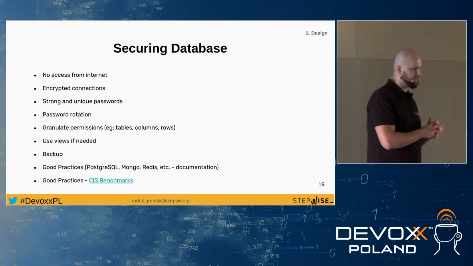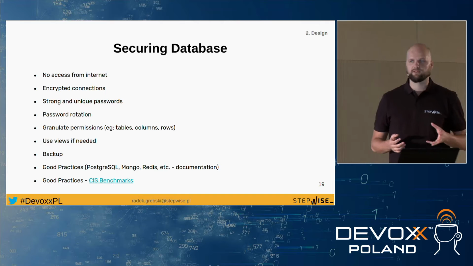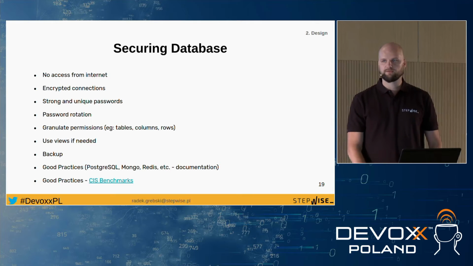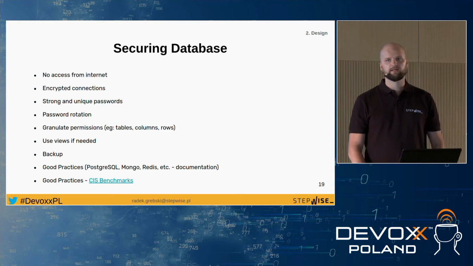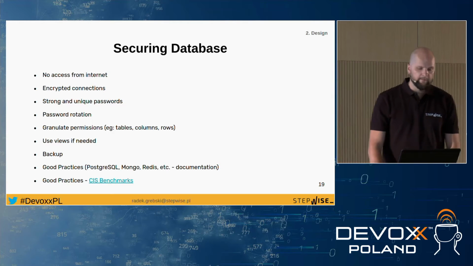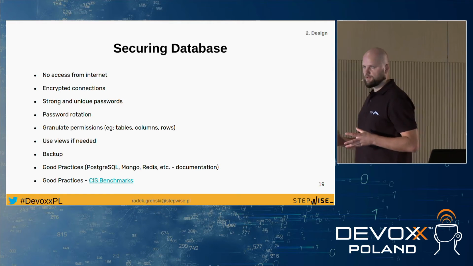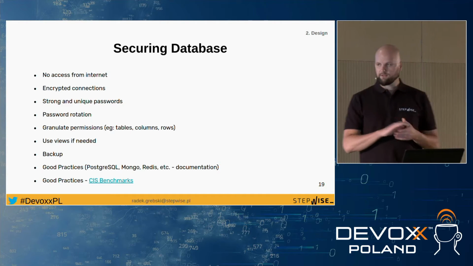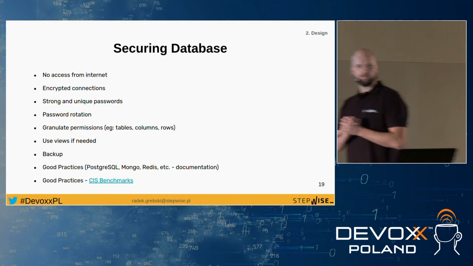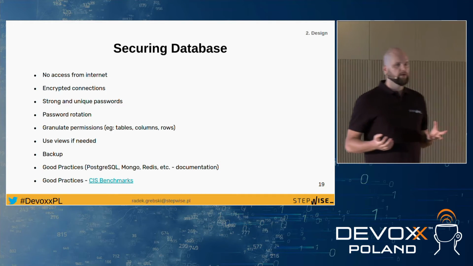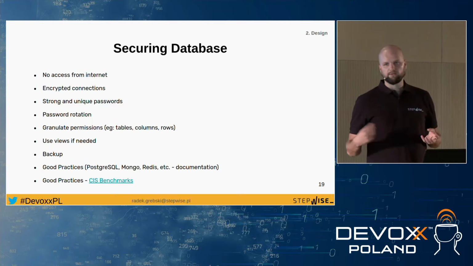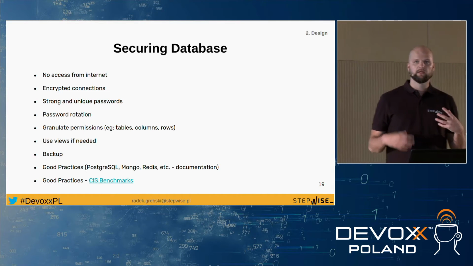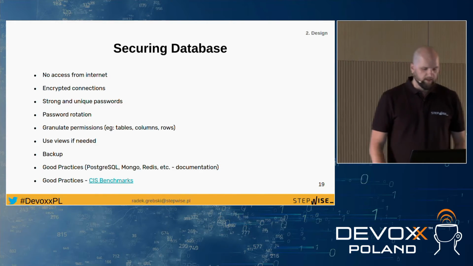Unless ultra necessary, we don't want our database to face the internet directly. We want to encrypt connections to our database, just in case someone sniffs our traffic. We should use strong and unique passwords. We should rotate them over time regularly. We should granulate permissions for applications and for users. If possible, we want to give access to only one table, one row, or a column. If not, we can always use a view, limit the data we expose, and give access to a view.